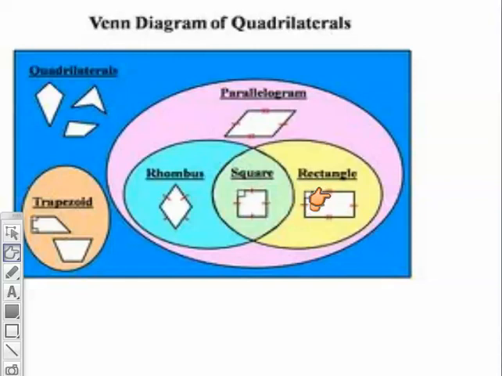Rectangles have two pairs of opposite sides that are equal, but they're not all equal. Squares have all four sides equal, so a square is a rectangle. But a square is also a rhombus. A rhombus has four sides equal, but doesn't have the 90-degree corners. That's what a square has.